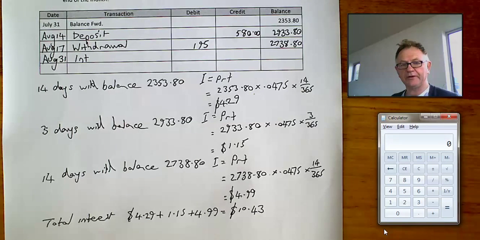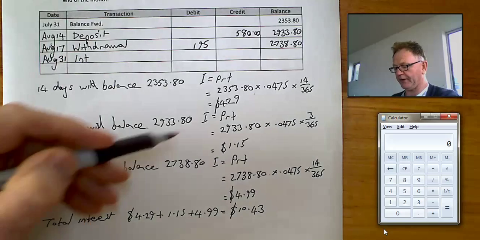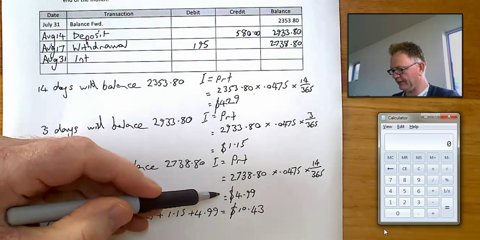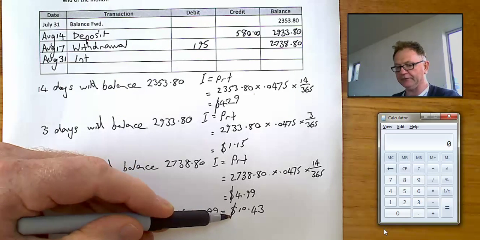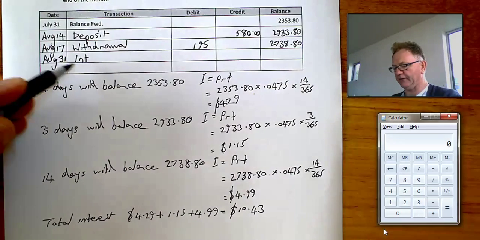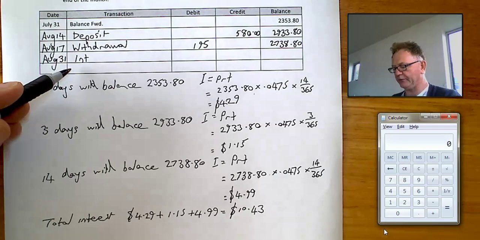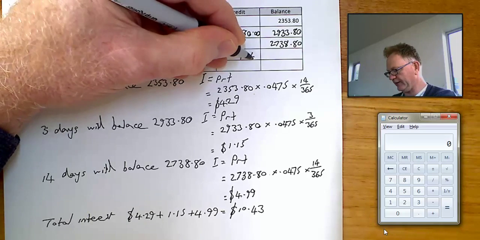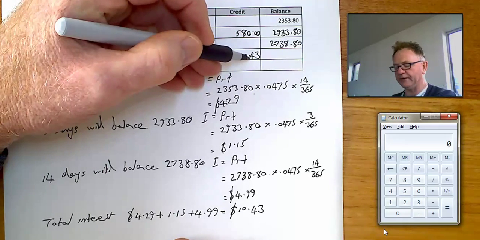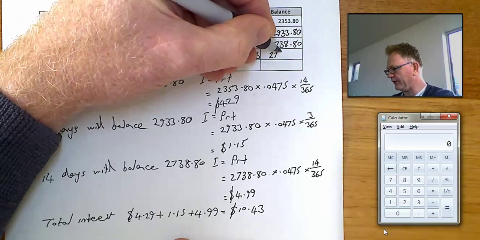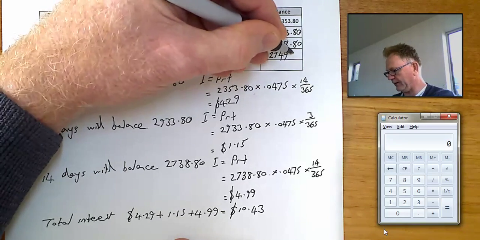Okay, how did you go? I got interest amounts of $4.29, $1.15 and $4.99, making a total of $10.43. You can enter that up here as the last transaction for the month. Interest was added, it goes in the credit column, $10.43. You can add that to the balance already there to find his balance at the end of the month, $2,749.23.